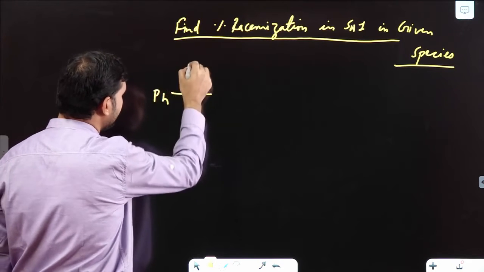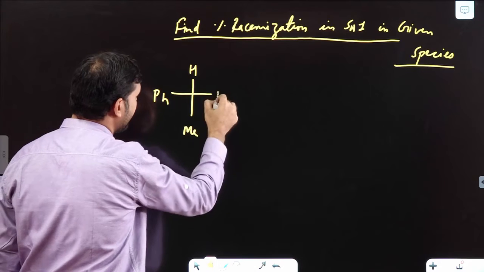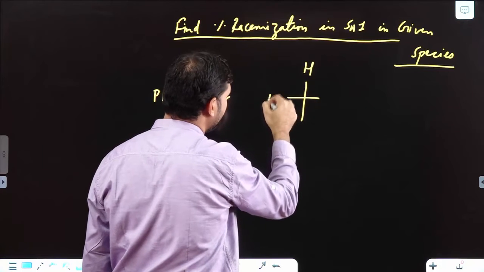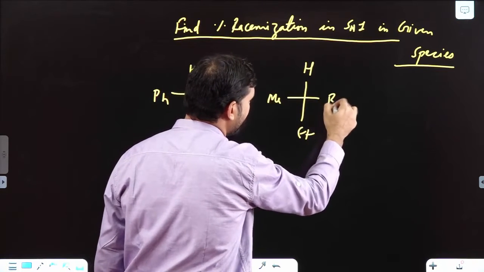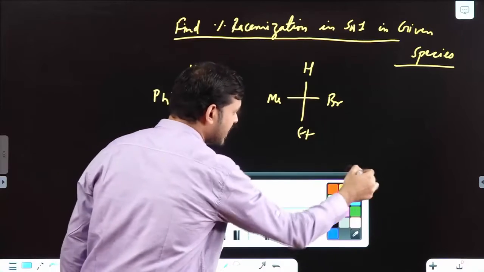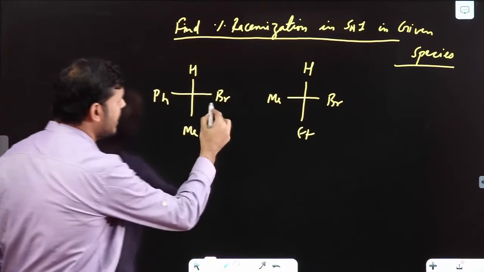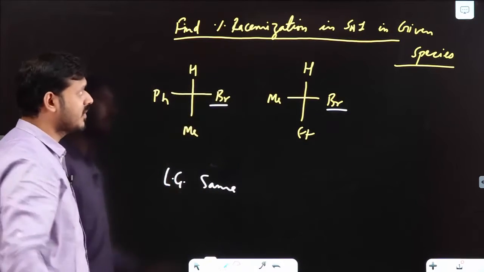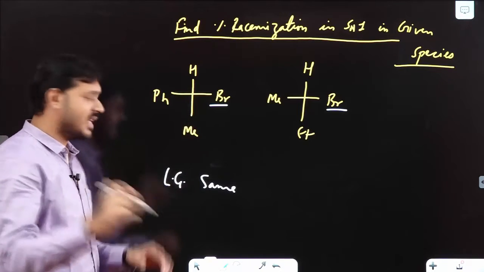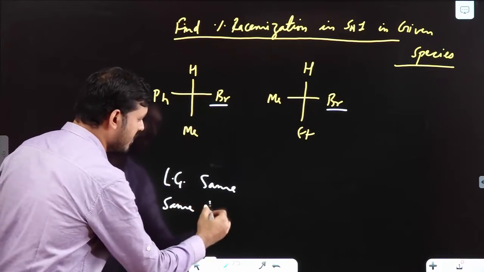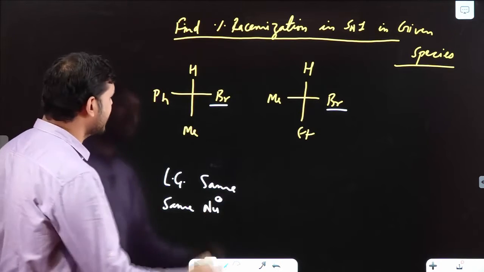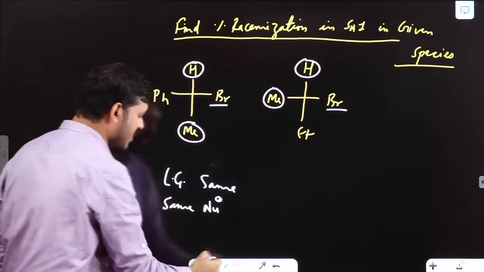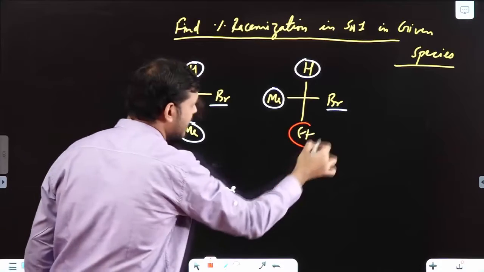Suppose it is having Ph, H, Me, and this is Br. Now in another case it is having H, Me, Et and Br. So in this case you have to compare. See, leaving group is same. Suppose for SN1 here I am taking same solvent, same nucleophile. Now what differs is hydrogen and methyl, which is also same. So the differentiating factor is it is Ph and it is ethyl.